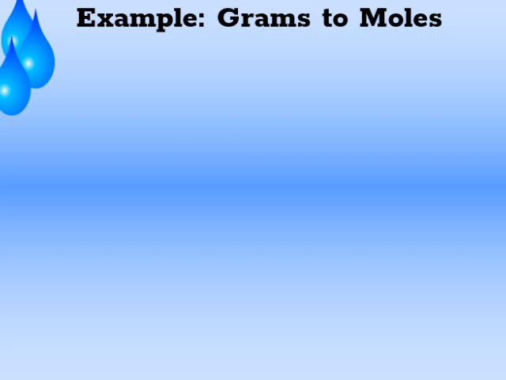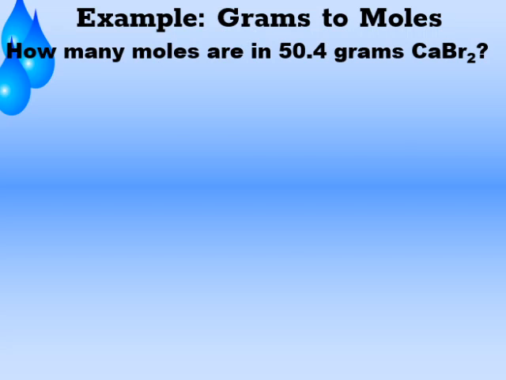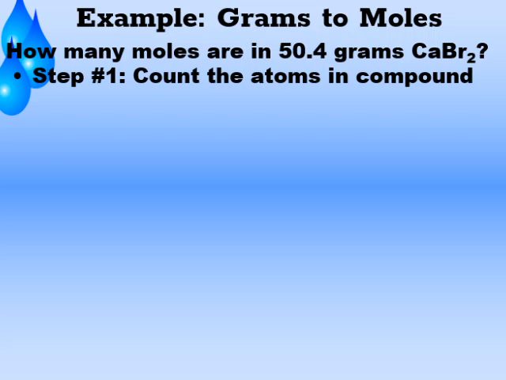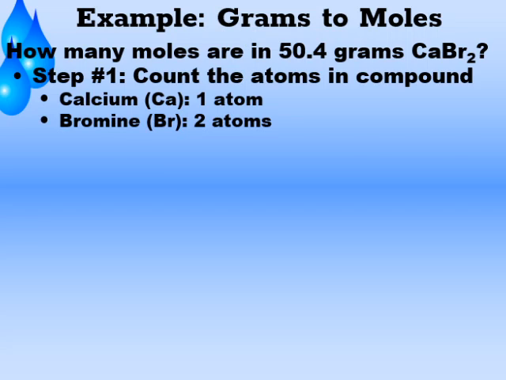Our first example is grams to moles. Our question says, how many moles are in 50.4 grams of calcium bromide? So notice we're starting with grams and we want to convert to moles. Here's our first step. Count the atoms in the compound. So we have 1 calcium atom and we have 2 bromines. So 1 calcium, 2 bromines.